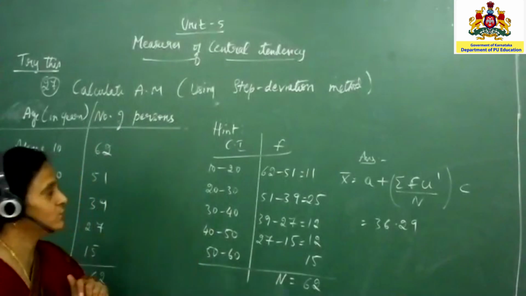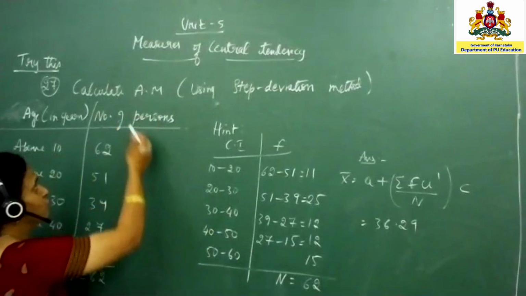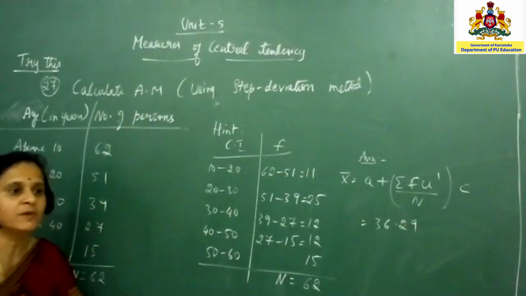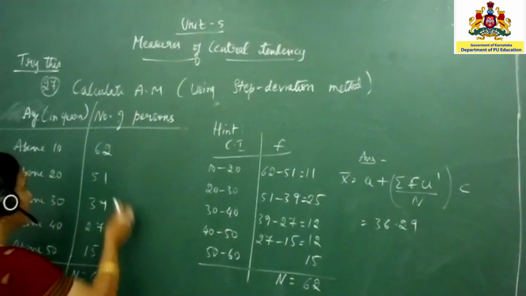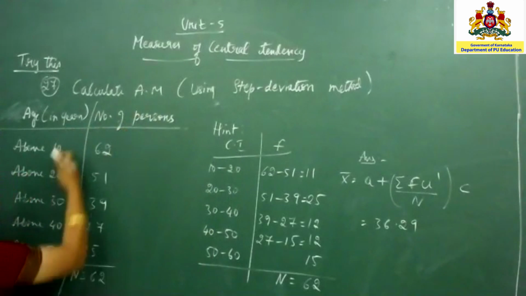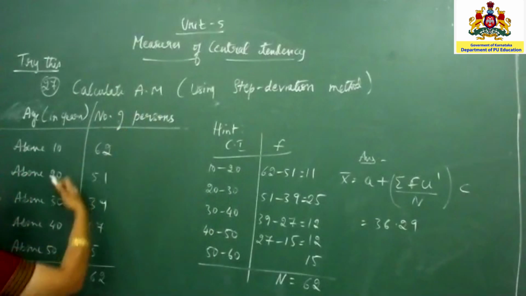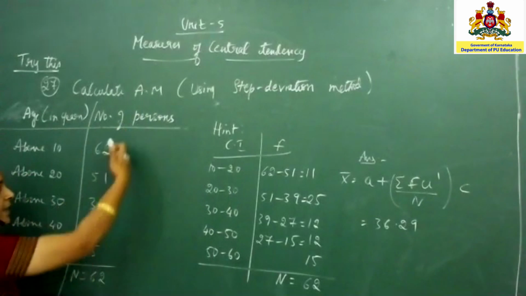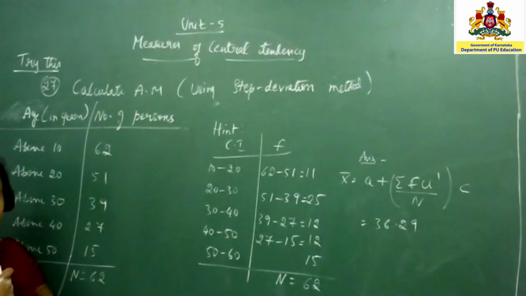Let us move on to the next one. So again here the same question, compute arithmetically by using step deviation method. Okay. So here the question is in this form, right? Above values are given. Above 10, above 20, above 30, 40, 50. And according to that, the cumulative frequencies are given.